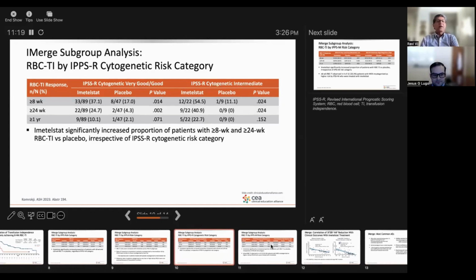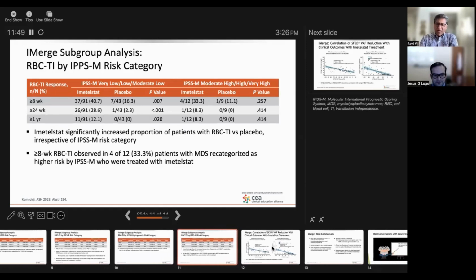And what about the cytogenetic risk categories? Was there also a better chance of imetelstat doing the job? Yeah, imetelstat significantly increased the proportion of patients responding, irrespective of the cytogenetic risk category as well, compared to placebo.